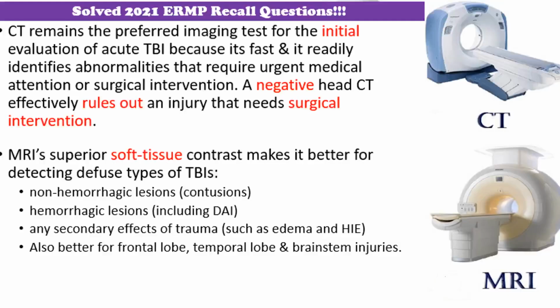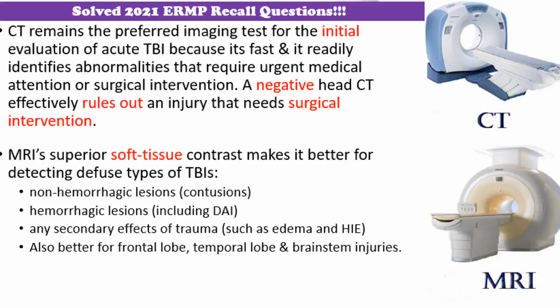CT of the head remains the preferred imaging test for the initial evaluation of acute traumatic brain injury because it's fast and it readily identifies abnormalities that require urgent medical attention or surgical intervention. A negative head CT effectively rules out an injury that needs surgical intervention.